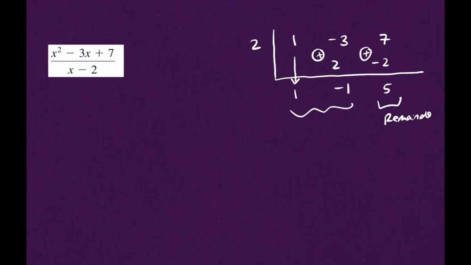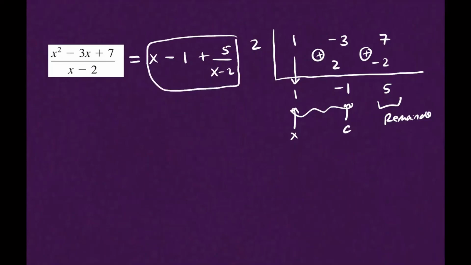And these are the coefficients for one degree less of this polynomial. So since we start with x squared, this is our coefficient for the x term. This is our constant term. So this can be written as 1x minus 1 plus 5 over the divisor x minus 2. So that's how you will write out your final answer. All right, so I hope this makes sense.